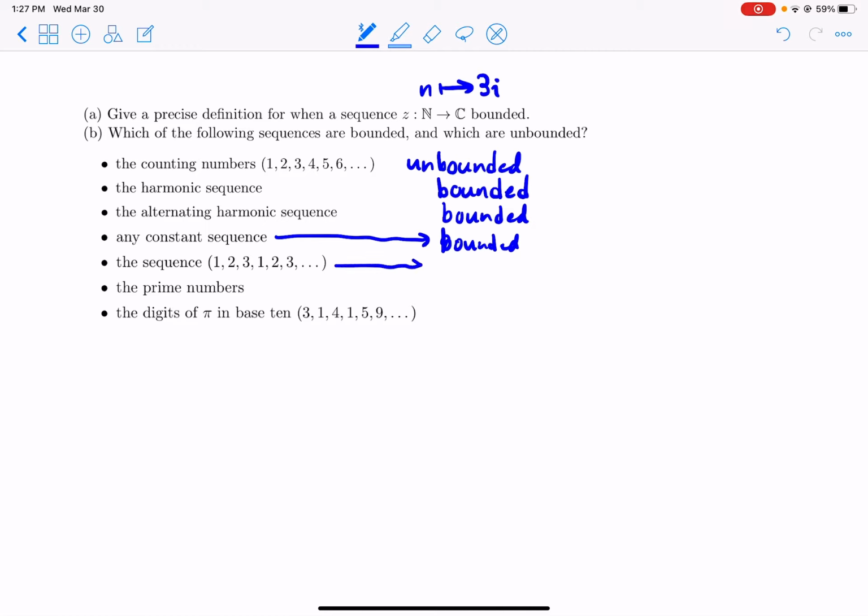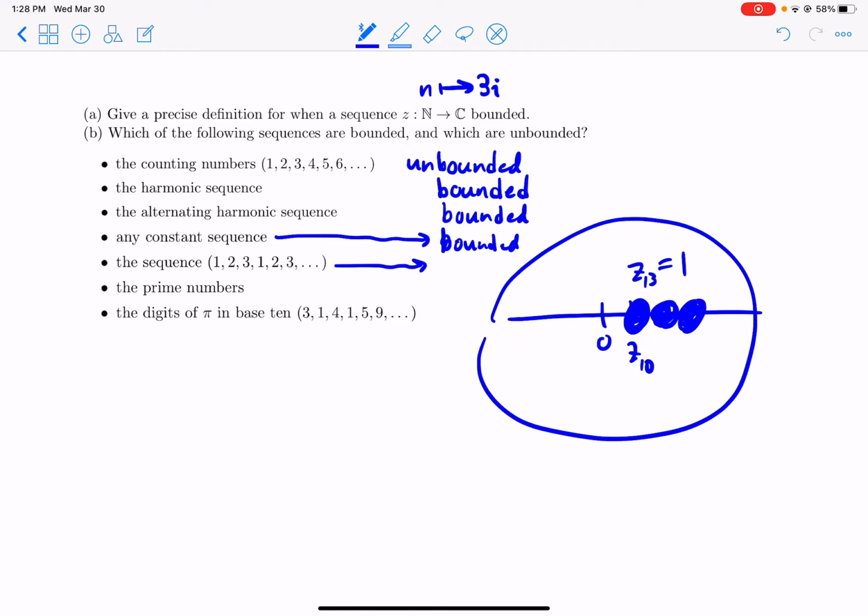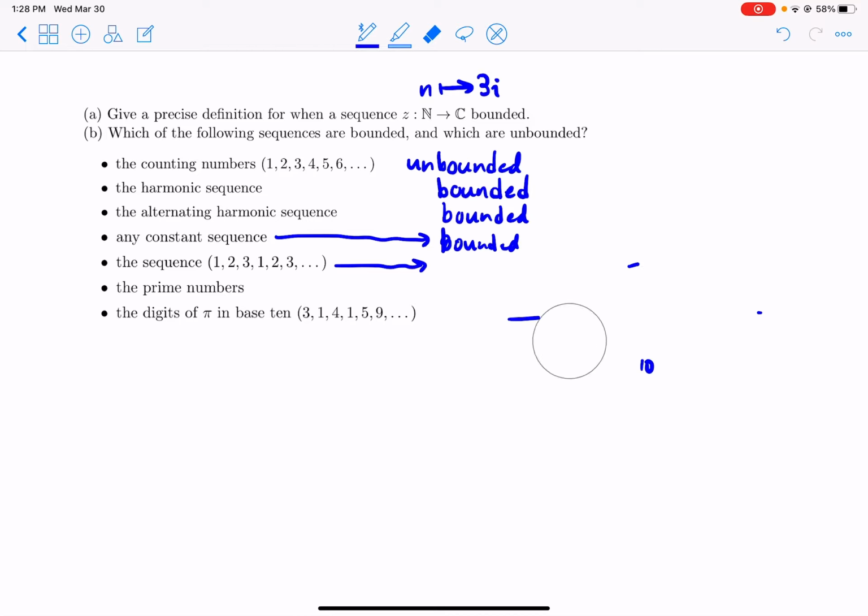The sequence 1, 2, 3, 1, 2, 3, 1, 2, 3, 1, 2, 3. Here's 0, here's 1, 2, 3, so it goes 1, 2, 3. Z4, Z5, Z6, Z7, Z8, Z9. Z10 is there. Z11, Z12, Z13 is again 1. And so we can fit it in a ball of radius 4 or 5 or whatever. It is bounded. It fits in a ball.